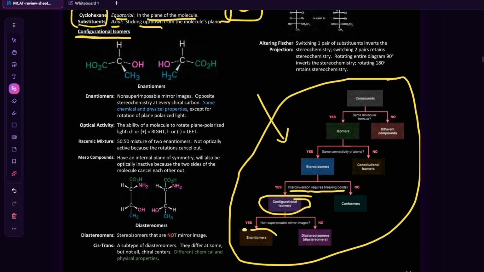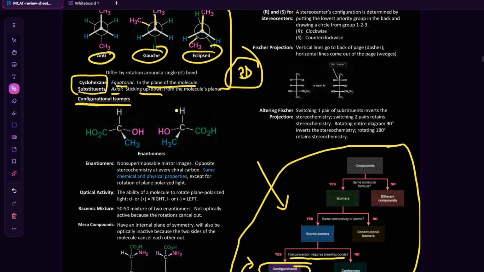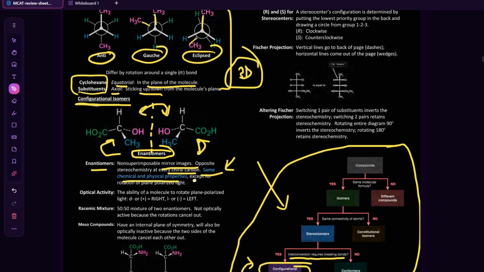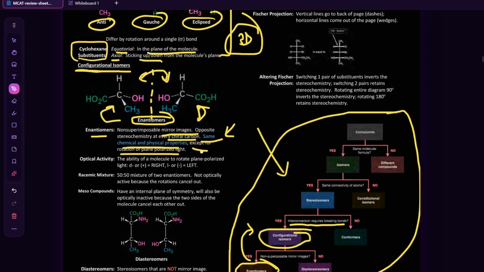So enantiomers are types of configurational isomers. These are enantiomers, and they're non-superimposable. Both of these are enantiomers of each other. They're non-superimposable mirror images. So if I mirror these two, that's what they are. They have opposite stereochemistry at every chiral carbon, and they have the same chemical and physical properties. That's important to note, except for the rotation of plane polarized light. That's also important to note.